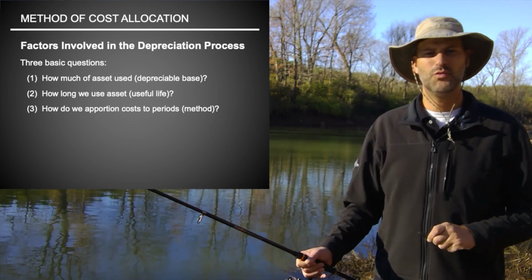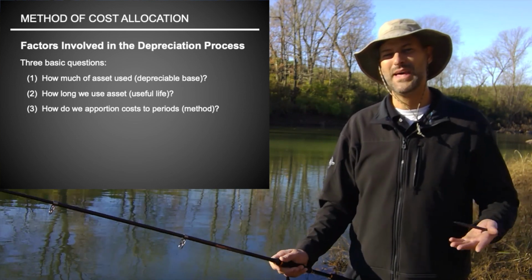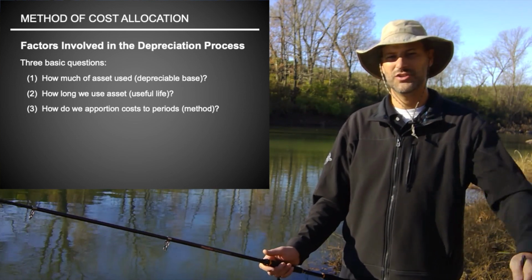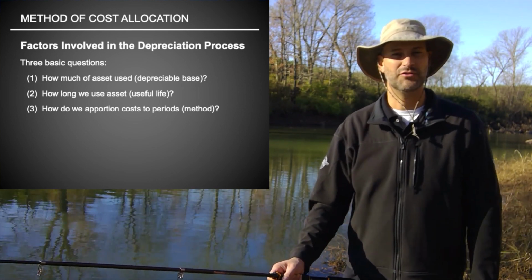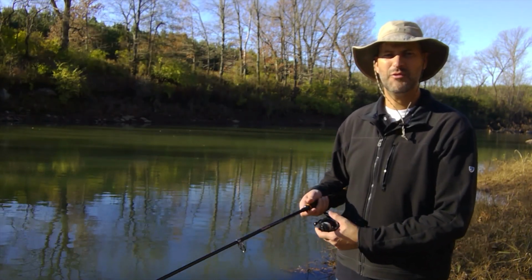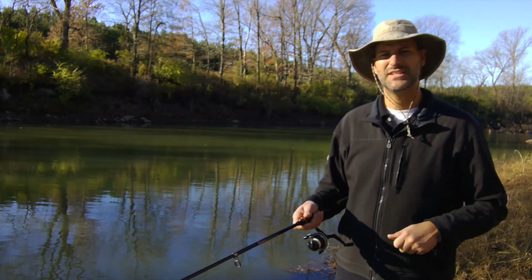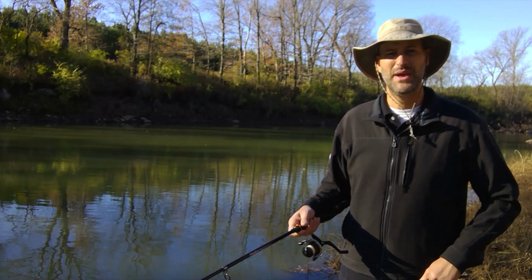And lastly, how do we apportion the cost to the periods? And this gets back to our systematic and rational method. How do we assign costs to the period over which it's generating revenue? So, starting out with the depreciable base, kind of already talked through that. We take our original cost minus our salvage value. That gives us our depreciable base.